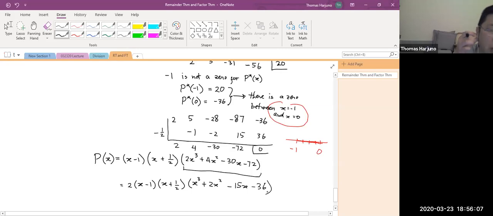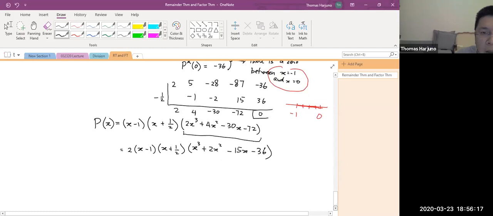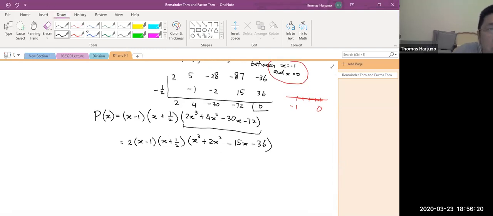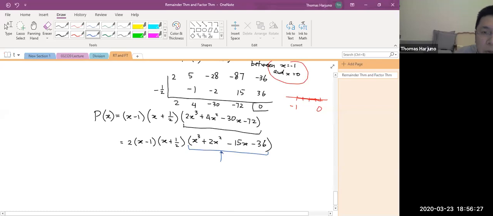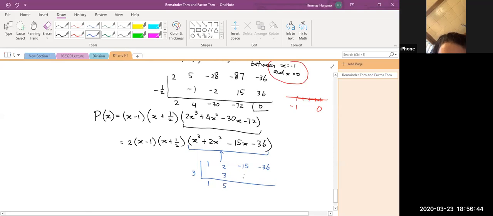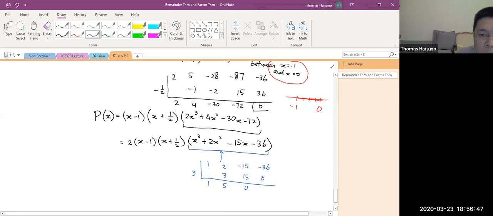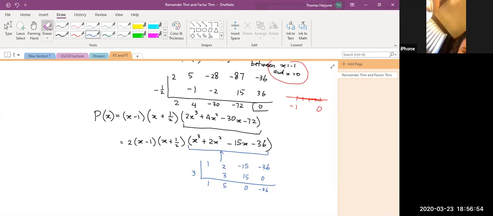Is it okay? Now from here we can actually factor it further. I'm not sure, but let me try. I think 3 will do. I know my time is up, but let me finish this, okay? Let me try to factor this using x minus 3. I'm guessing this. I hope I'm right. Okay, 1, 2, negative 15, negative 36. No, it's not. 3 doesn't work. Let me try 4.